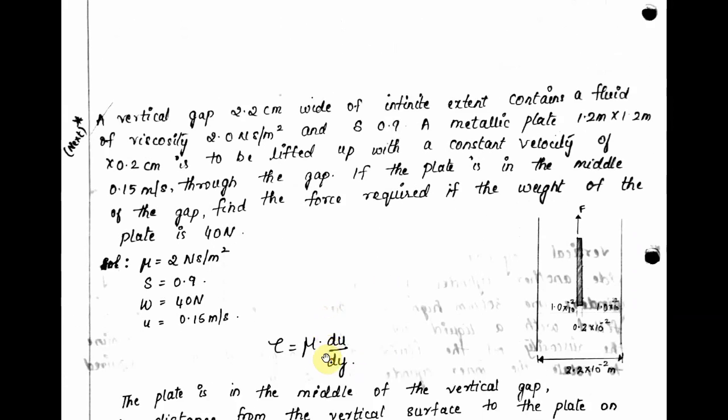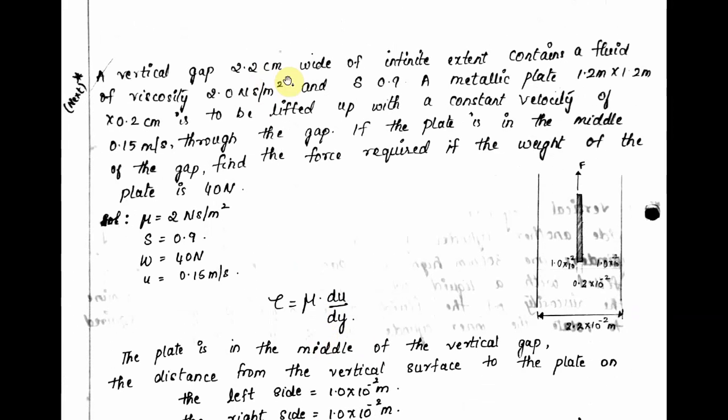Next one, a vertical gap of 2.2 centimeter wide of infinite extent contains a fluid of viscosity 2 newton second per square meter and S is equal to 0.9. A metallic plate of 1.2 meter by 1.2 meter by 0.2 centimeter is to be lifted with a constant velocity of 0.15 meters per second through the gap. If the plate is in the middle of the gap, find the force required if the weight of the plate is 40 Newton.